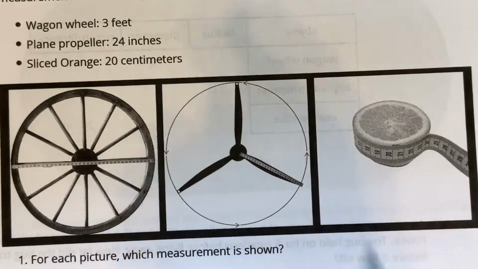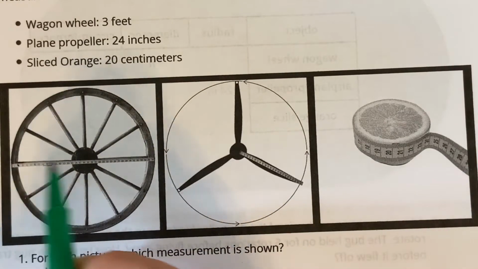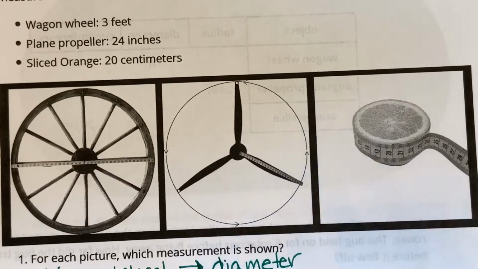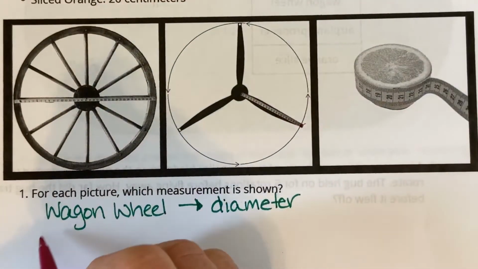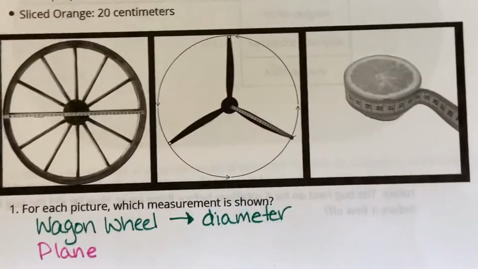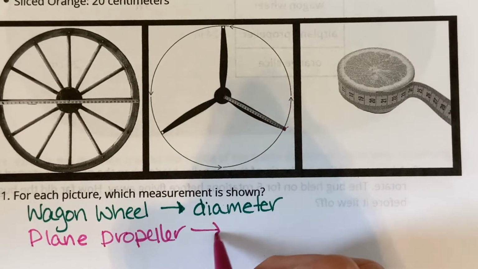So this is where it's showing the picture. So the wagon wheel, that's showing me the diameter from one side through the center to the other. So the wagon wheel is showing the diameter. Okay, make sense? All right, if I look at the plain propeller, that's showing me from the center of the propeller to one side. So the 24 inches it gave me at the top here is showing me the radius.